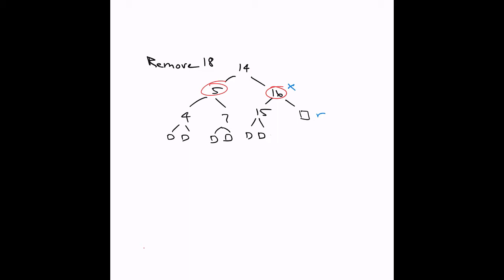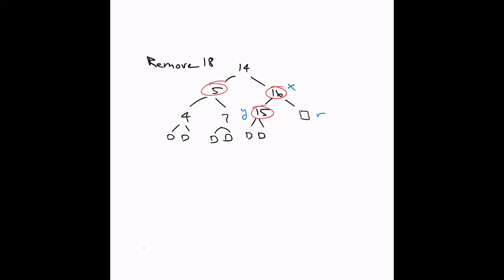Now we look at R's sibling and label it Y. In this case, the sibling Y of R is black, and both of Y's children are black. They're both external nodes, which are always black. So this is a case 2 removal. We solve this case by recoloring. We set R to black, which it already is, and we set Y to red.